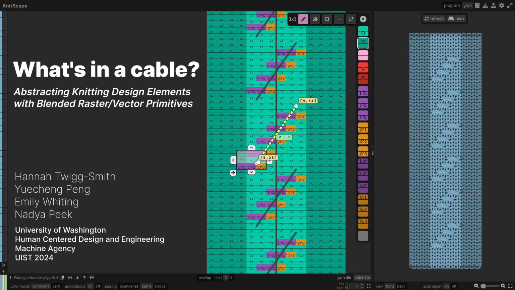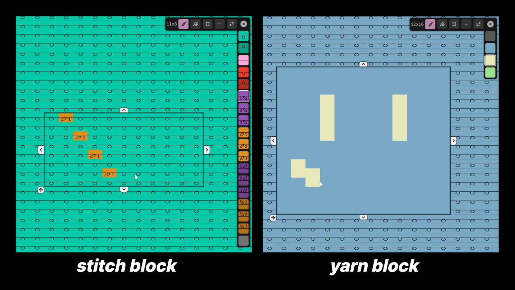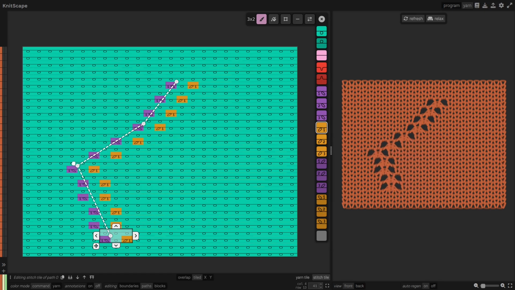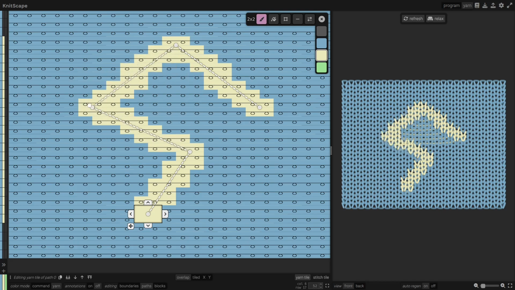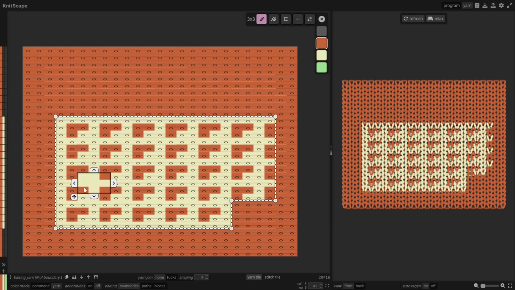We introduce blended primitives, a design representation for machine knitting instruction charts. Blended primitives combine raster-based blocks of stitch instructions and yarn assignments with vector-based paths and boundaries. This creates 4 types of blended primitives: stitch paths, yarn paths, stitch fills, and yarn fills.